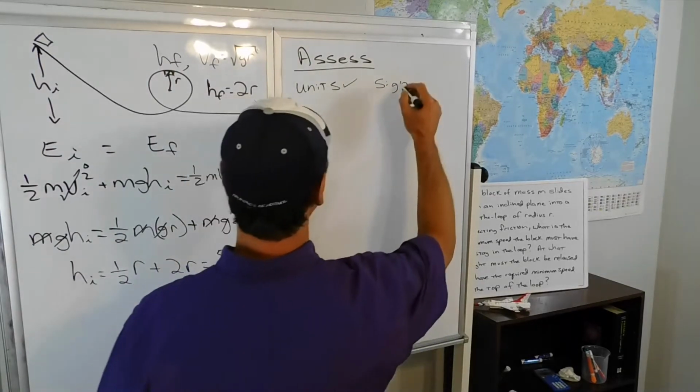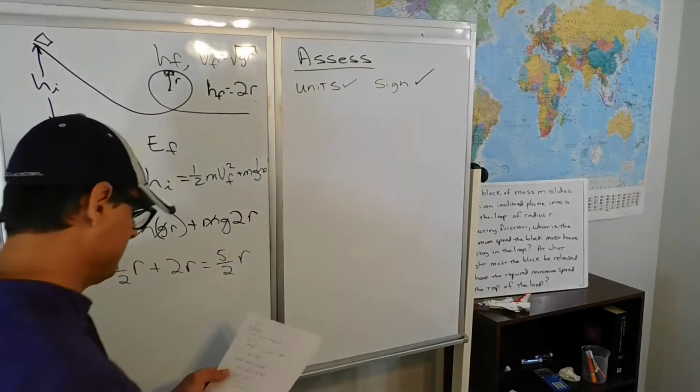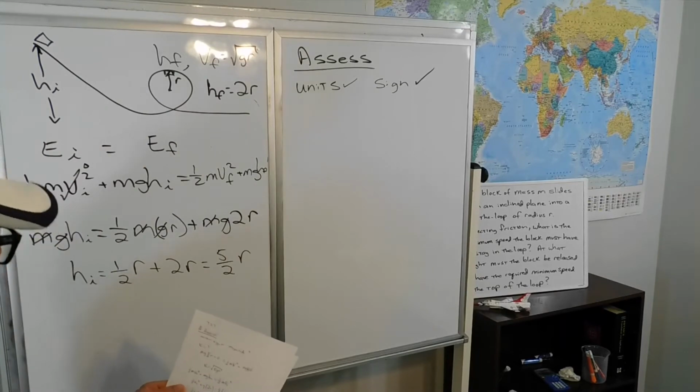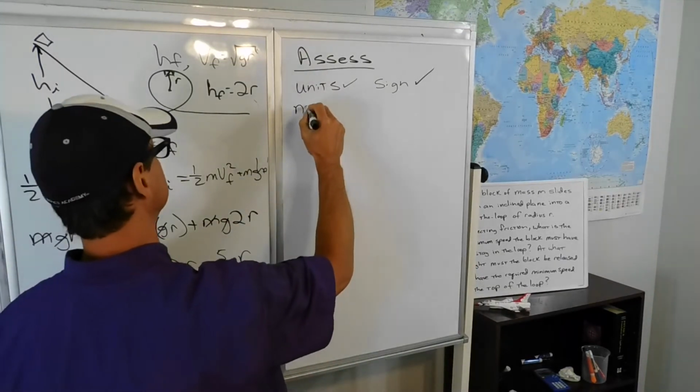Yeah, of course the sign makes sense. The height needs to be a positive height to make it around the loop. What about the magnitude?